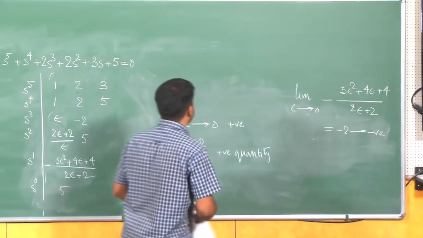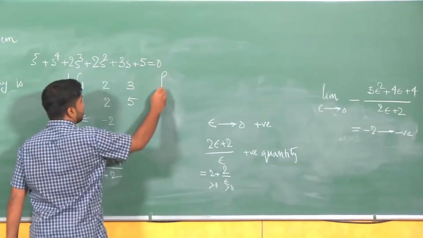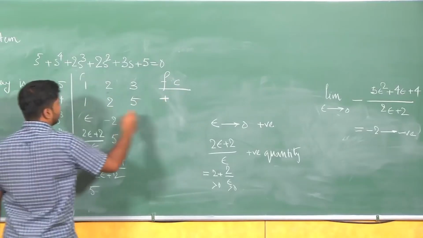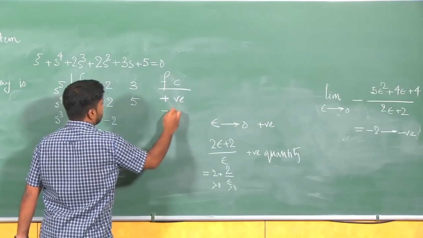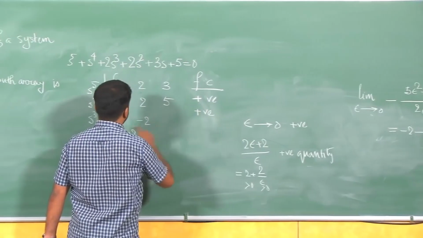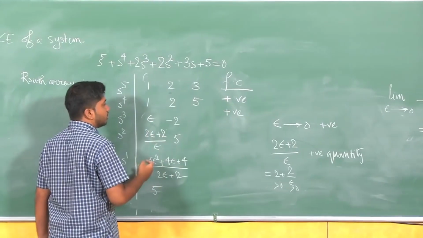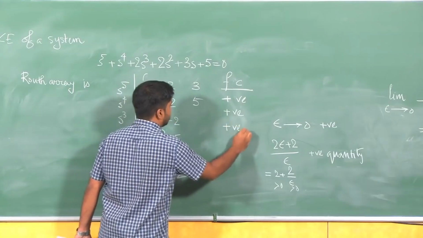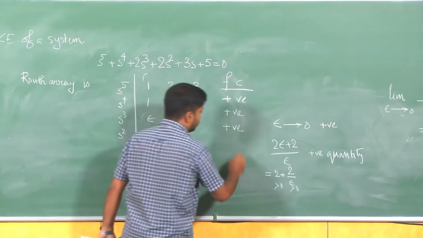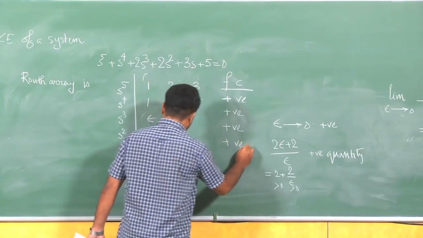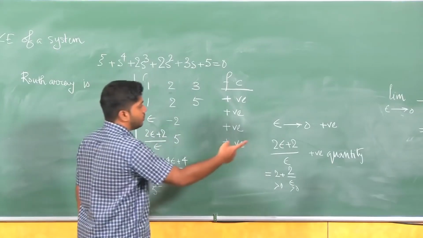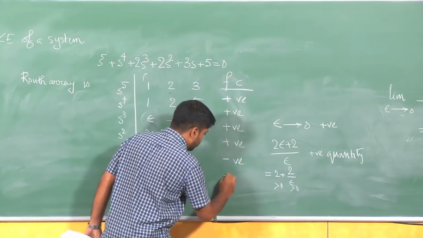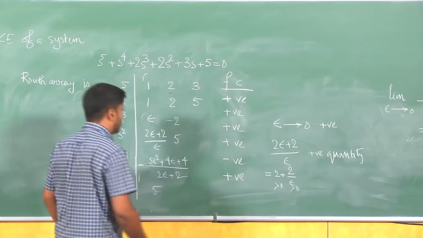Negative. Now, we consider the first column. First one is 1, so positive, second is positive, third one is epsilon. We can assume that epsilon is a small positive quantity. So, this is positive, this is also we found positive. Now, this quantity we found that this is negative. So, this is negative and finally 5, so positive.